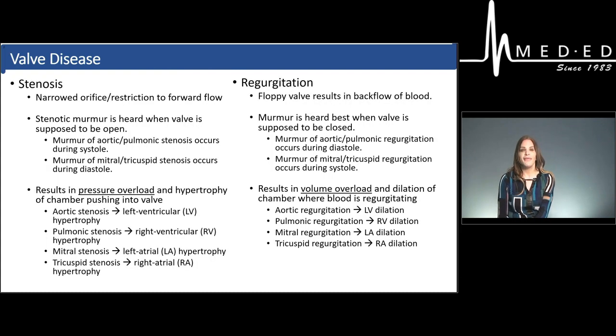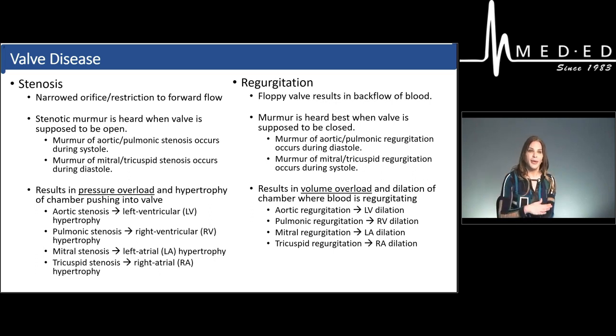Now, when we talk about valve disease, there are two different things that can happen with the valves. Valves can become stenotic or valves can become regurgitant. When valves are stenotic, there is a narrowed path for blood to move from one chamber to the next area where it's supposed to flow to. So there's restriction to forward flow. With a stenotic murmur, you're going to hear that when the valve is supposed to be open.